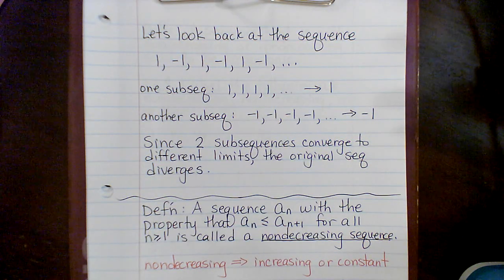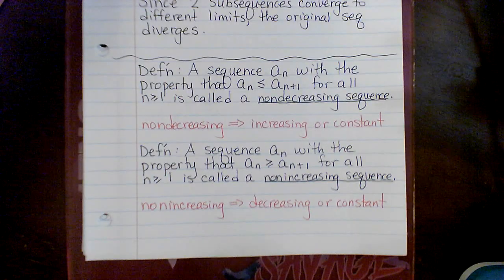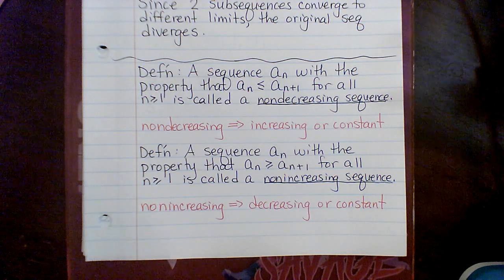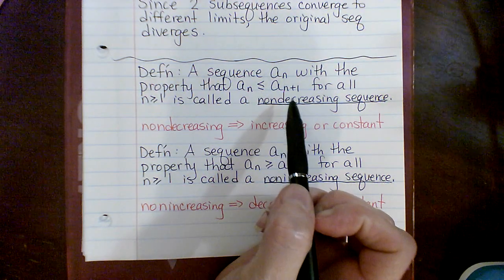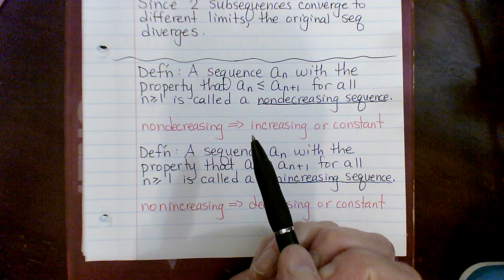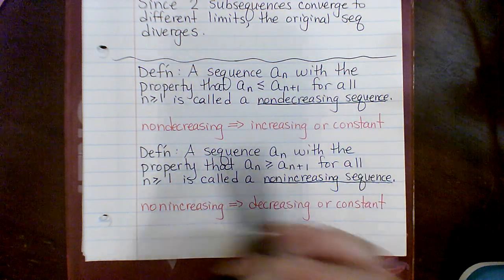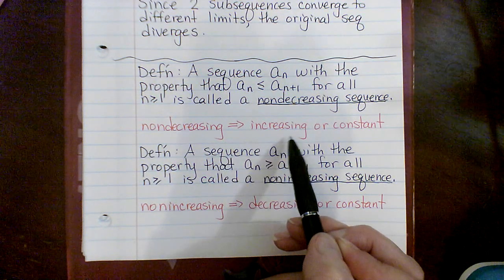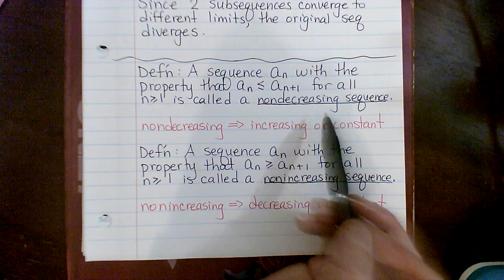Okay, more definitions. This is a long section. So a sequence with the property that the nth term is less than the n plus 1th term for all of the terms is called a non-decreasing sequence. Now, non-decreasing is just the fancy term for increasing or constant. Because you might just say, okay, if it's not decreasing, it must be increasing. No, it could be constant.